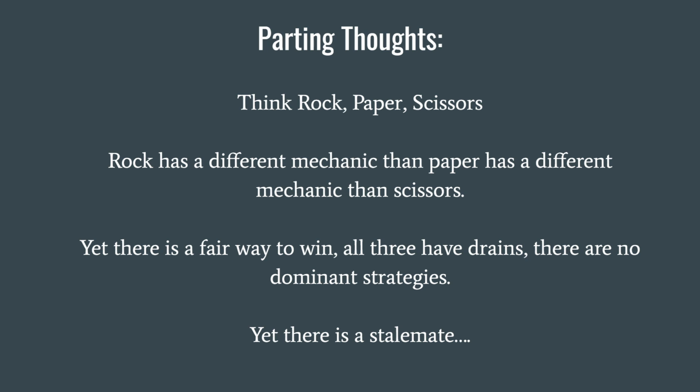And so rock, paper, scissors are completely different from each other. And yet, there's a fair way to win. It's a fair game. All three have drains. All three have a way that they can be drained out of the game. Rock can destroy scissors, right? There are no dominant strategies. There's no way for one person to dominate.